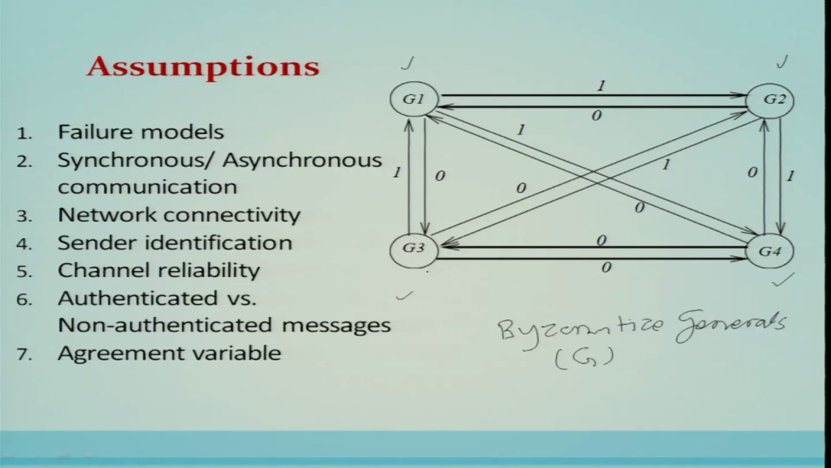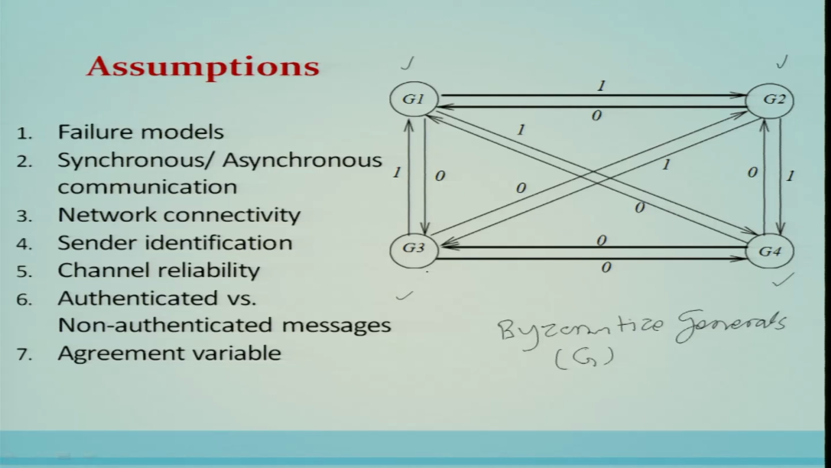They have to communicate with the help of messages. The messages are communicated through messengers, and the messages are lost if these messengers are caught by the army camp. Here G1, G2, G3, G4 are Byzantine generals, and they represent their troops at 4 different locations, and these communication links are the messengers.